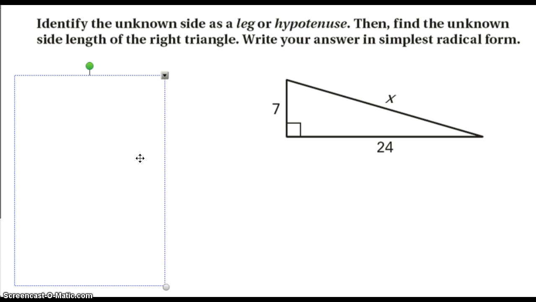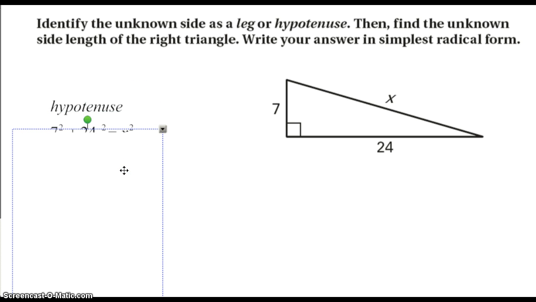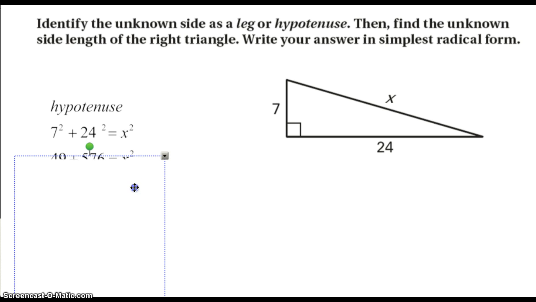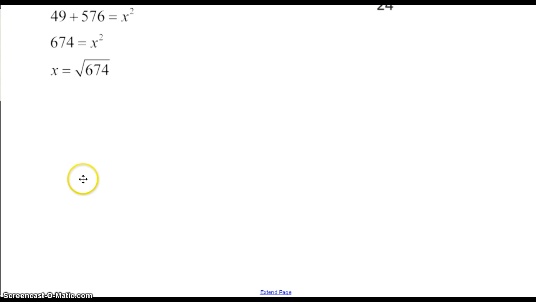Okay, hopefully you did try it by yourself. Very simple. X is the hypotenuse, so therefore it's going to be 7 squared plus 24 squared equals x squared, 49 plus 576. The square root of 674 is our final answer.